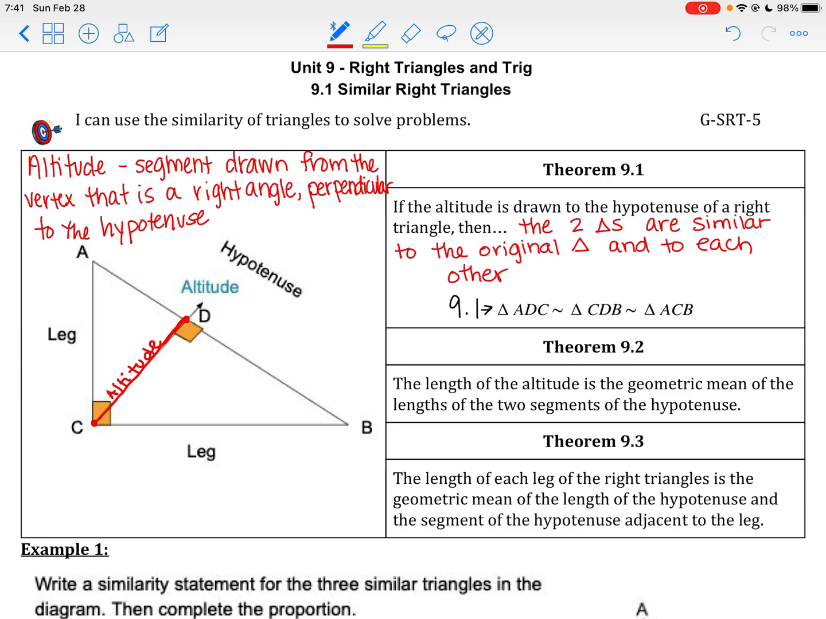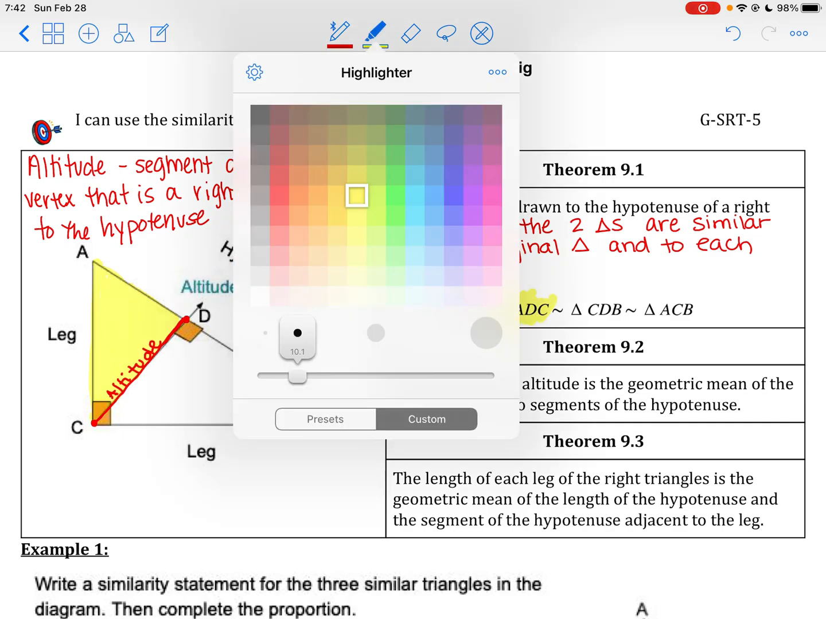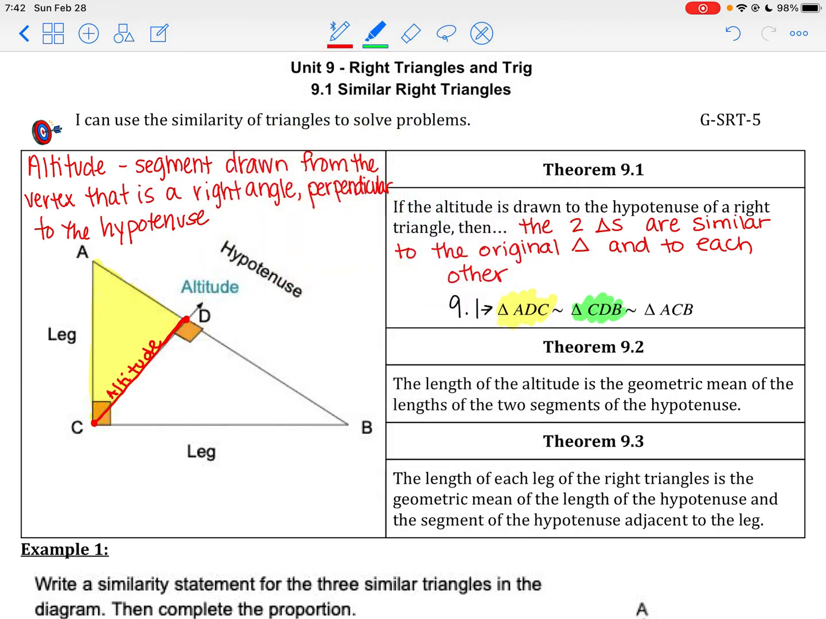If the altitude is drawn to the hypotenuse of a right triangle, then the two triangles that are created are similar to the original triangle and to each other. In this figure, by drawing that altitude, we've really created three triangles. We have triangle ADC, which is the smallest triangle of the three because it is connected to the smaller leg. Then we have triangle CDB, which is the inside triangle that's connected to the longer of the two legs.